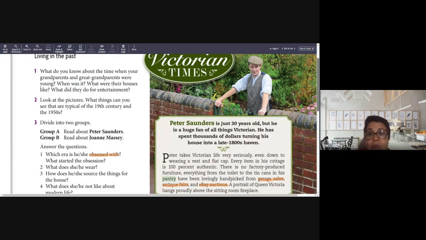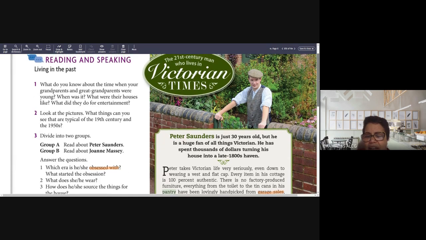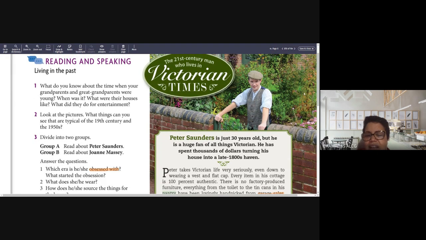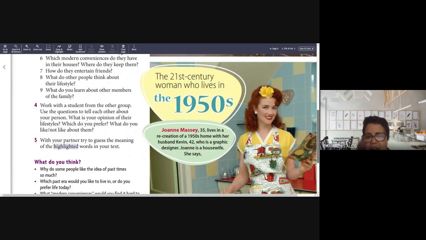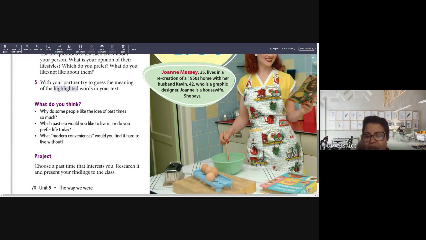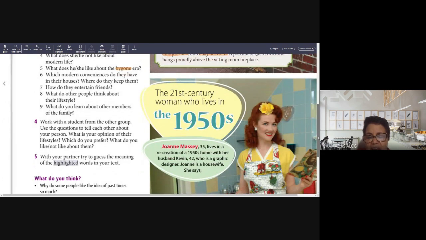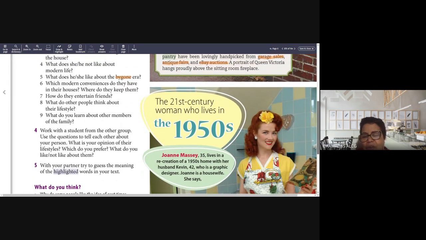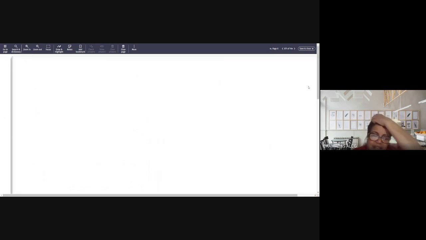First of all, let's look at the pictures, right? Here we have a guy called Peter Saunders. Look at Peter and his clothing, his outfit. And here we have a woman, Joanne Massey. Oh my goodness, look at her house. It doesn't seem like she's living in the 21st century. So we have two people apparently. Oh, let me try to reload the page here.